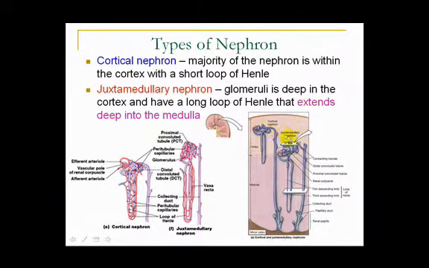About 85% of your nephrons are cortical nephrons. About 15% of them are what we call juxtamedullary nephrons, where their glomerulus and capsule are closer to the medulla or deeper in the cortex, and then their loops are really long and they extend way down into the medulla. These would be the ones that have the vasa recta.